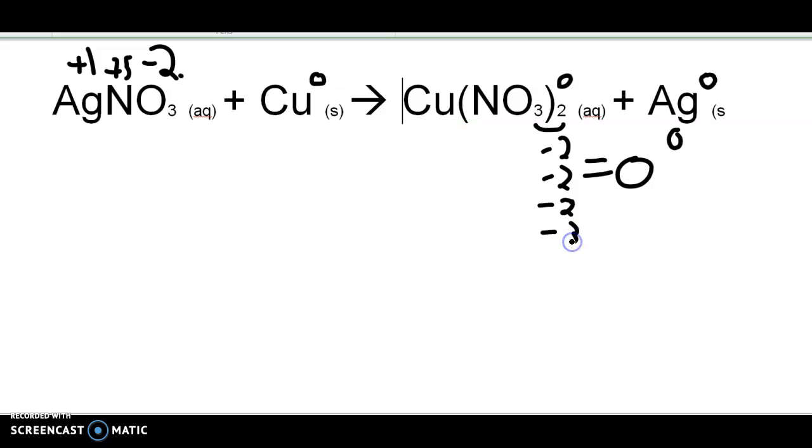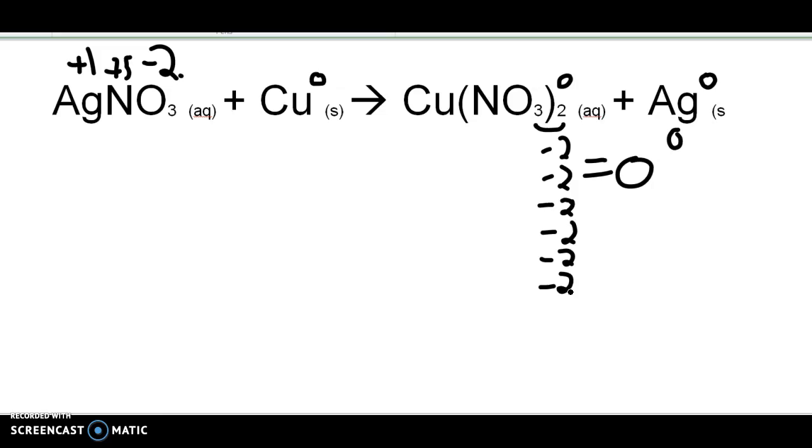Whoa, that's not what I wanted. I can't speak and write at the same time, apparently. Negative 2, negative 2, negative 2. Okay. So that takes care of our oxygens.